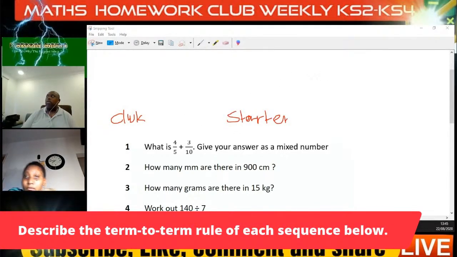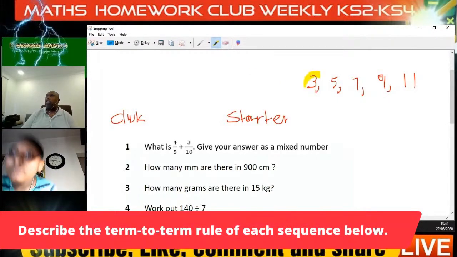For example, if you have 3, 5, 7, 9, well done. What would come next? It wouldn't be 12. You actually spot something, so it would be 11. Yes? And then we talk about two things.